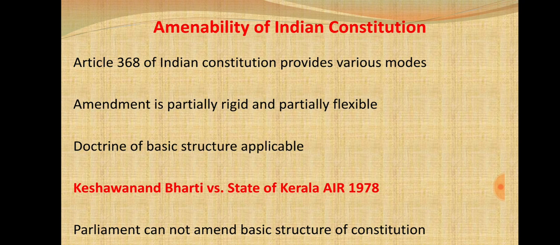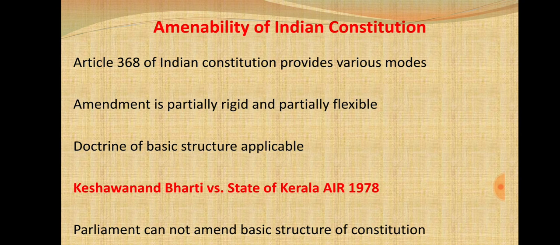The doctrine of basic structure is applicable. Certain parts of the Indian Constitution can be amended by simple majority, certain parts through a two-third majority, and certain parts through a two-third majority plus ratification by 50% of the states in India. And according to the doctrine of basic structure, certain parts are not subject to amendment, meaning there is no change in those parts. It is called the doctrine of basic structure.